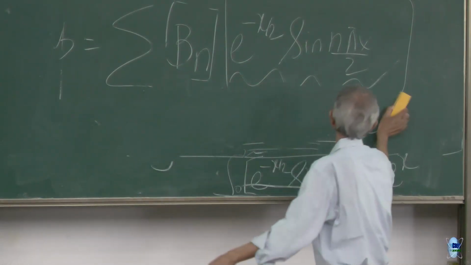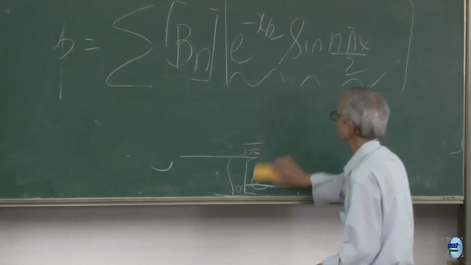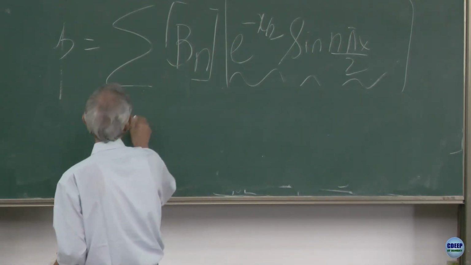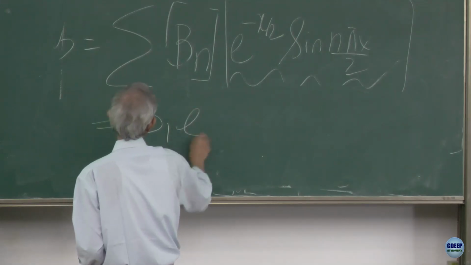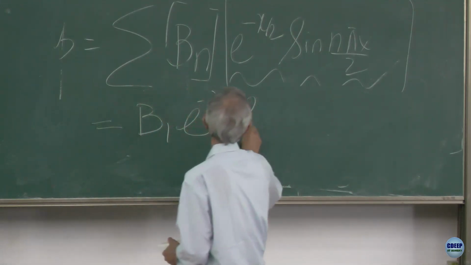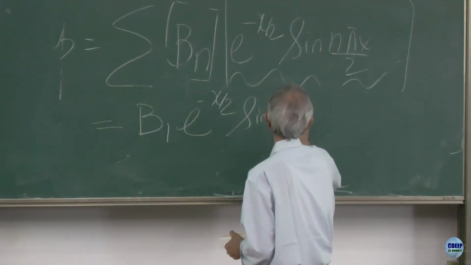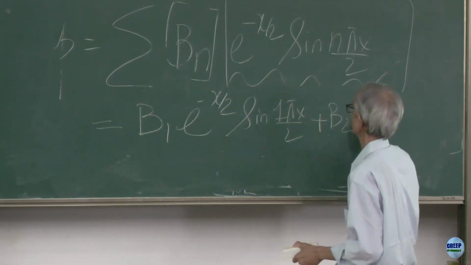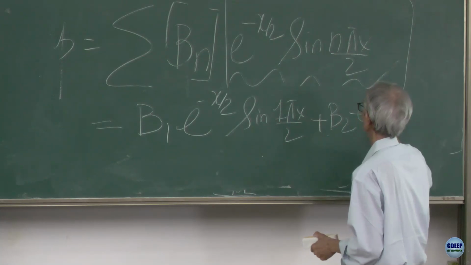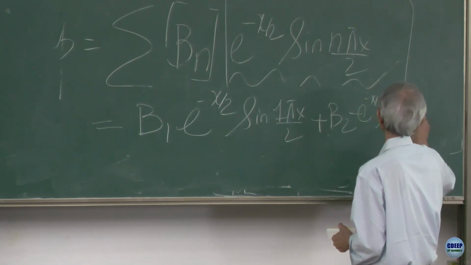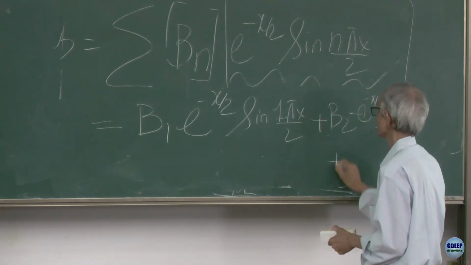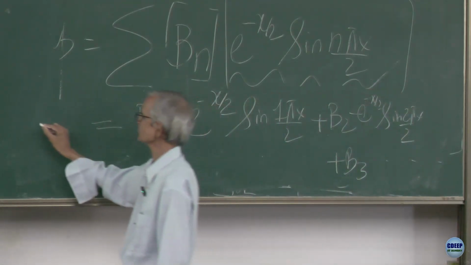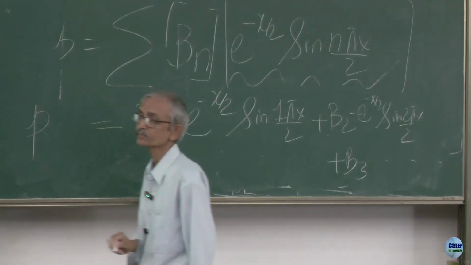This guy is this summation, right? So this summation is B1 e to the minus x by 2 sine of 1 pi x by 2 plus B2 e to the minus x by 2 sine 2 pi x by 2 plus B3 and so on. This is equal to P, right?